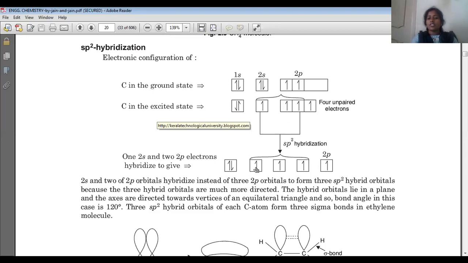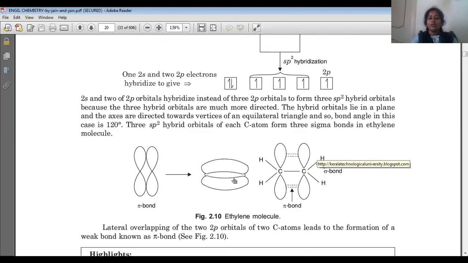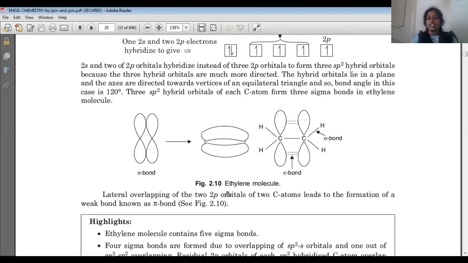There are 3 sp2 hybridized orbitals, and the inner shell is already paired. The unhybridized 2p orbital remains on this carbon. It is represented like this. So the 2s and 2p orbitals hybridize, and 3 sp2 hybridized orbitals are generated in this molecule. When we consider a molecule like ethylene, around each carbon atom we have 3 sp2 hybridized orbitals. This is one of the sp2 hybridized carbon atoms, this is the second, and this is the third sp2 hybridized carbon atom.